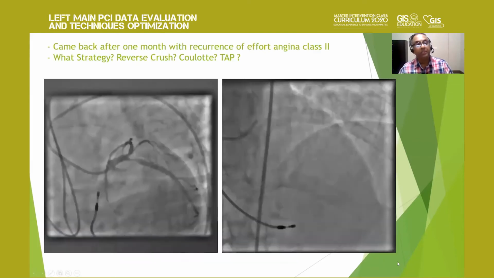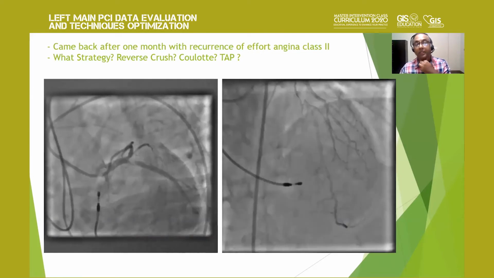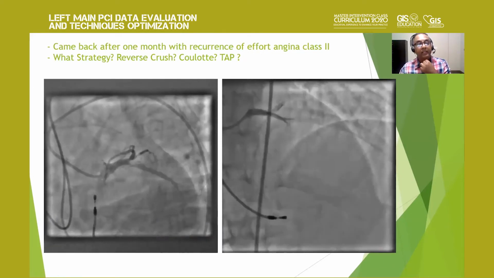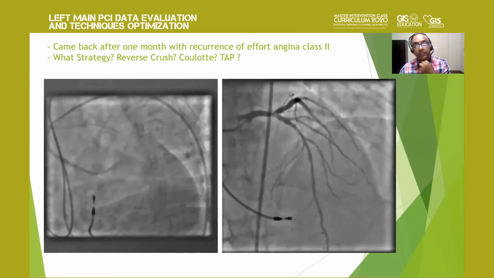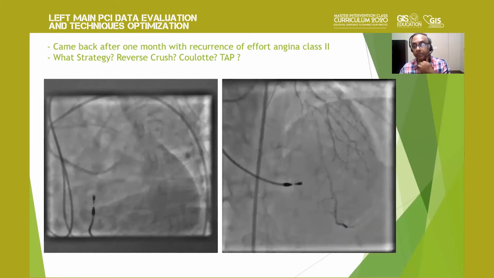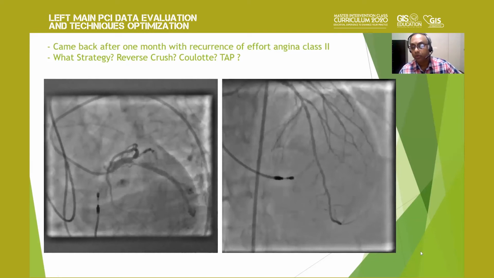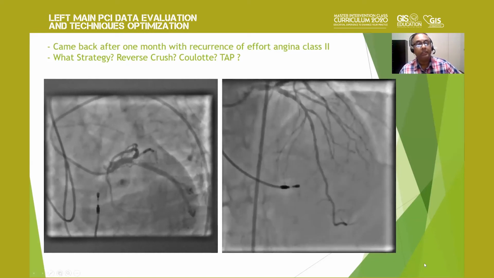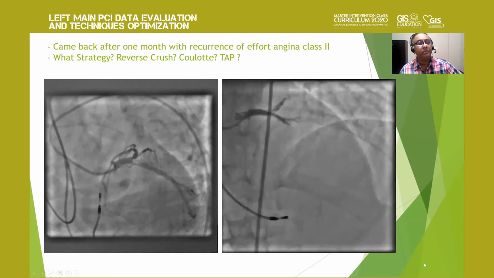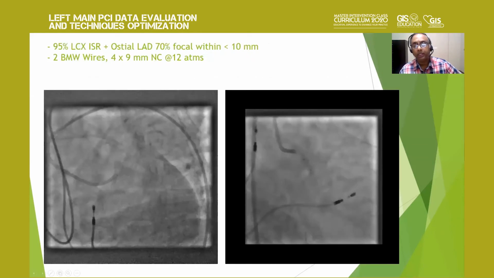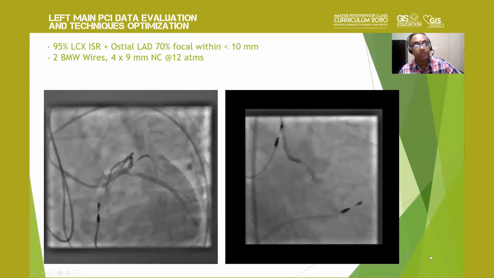But within a month or so, she again came back with recurrence of her angina, and now there is in-stent restenosis, 95% at the ostium, and also the ostial LAD is significantly stenosed. So now the question was what strategy to go ahead with, whether reverse crush or a culotte or a TAP. Then I preferred a TAP technique for this. It was dilated initially, the in-stent restenosis, and again, unfortunately, DEB was not available.